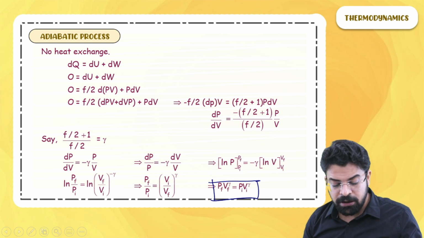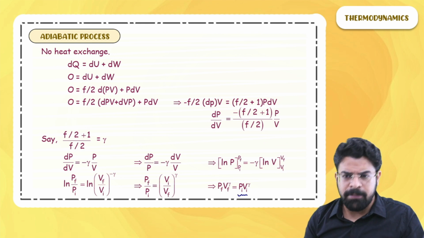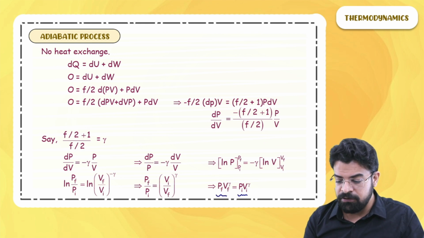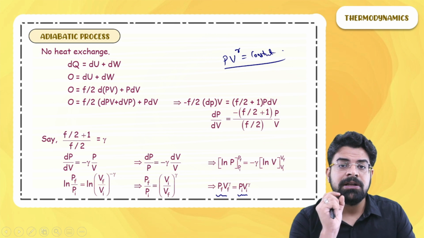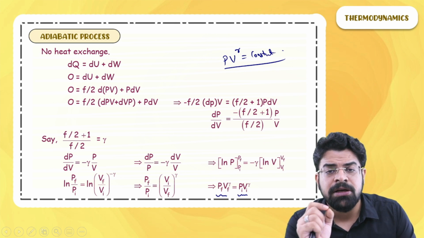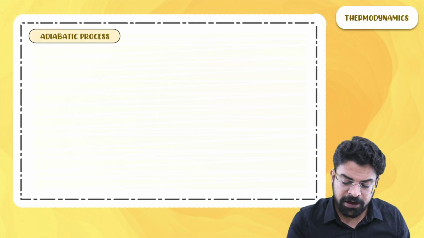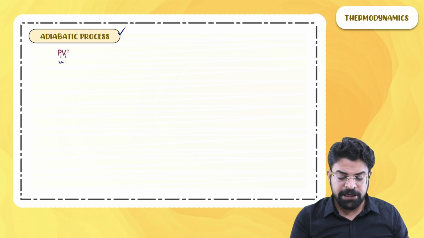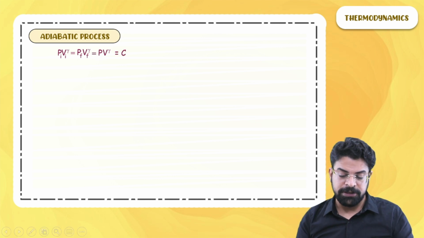So just remember, for an adiabatic process, P initial V initial raised to the power of gamma equals P final V final raised to the power of gamma. So for an adiabatic process, we say that PV raised to the power of gamma remains constant. And this is the equation of state for an adiabatic process: PV raised to the power of gamma equals constant. So using it, we can find the work done. So for an adiabatic process, P initial V initial raised to the power of gamma equals P final V final raised to the power of gamma equals a constant.